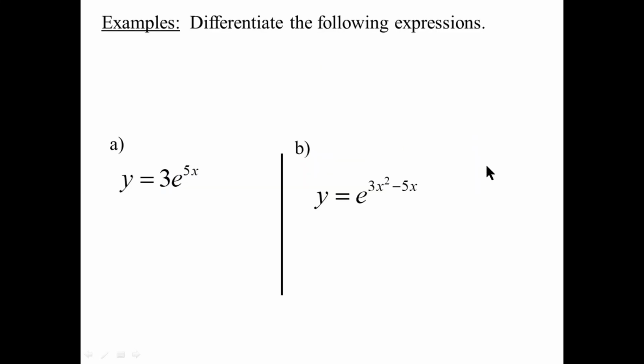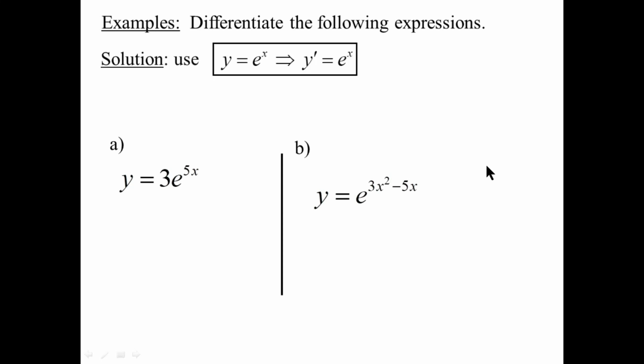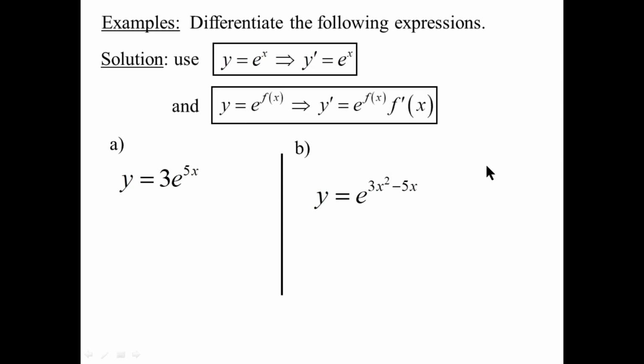Let's do some examples. Differentiate the expressions. Okay, solution. Use the fact that y equals e to the x implies that y prime equals e to the x. And we'll also use the fact that y equals e to the f of x implies that y prime equals e to the f of x times the derivative of f of x. Because, after all, this is just a chain rule.